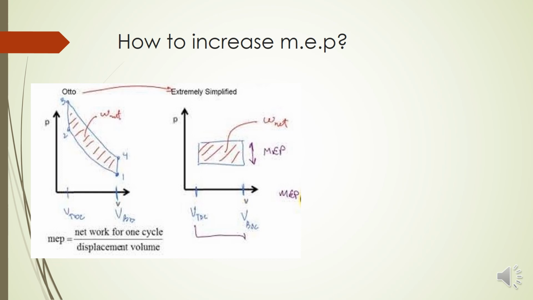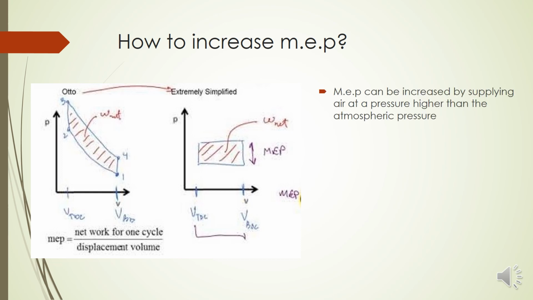Normally that pressure will be around atmospheric pressure, but if you want to increase the mean effective pressure, you have to increase the suction pressure. So the mean effective pressure can be increased by supplying air at a pressure higher than atmospheric pressure. Our next question is how we are going to increase this pressure to greater than atmospheric pressure.